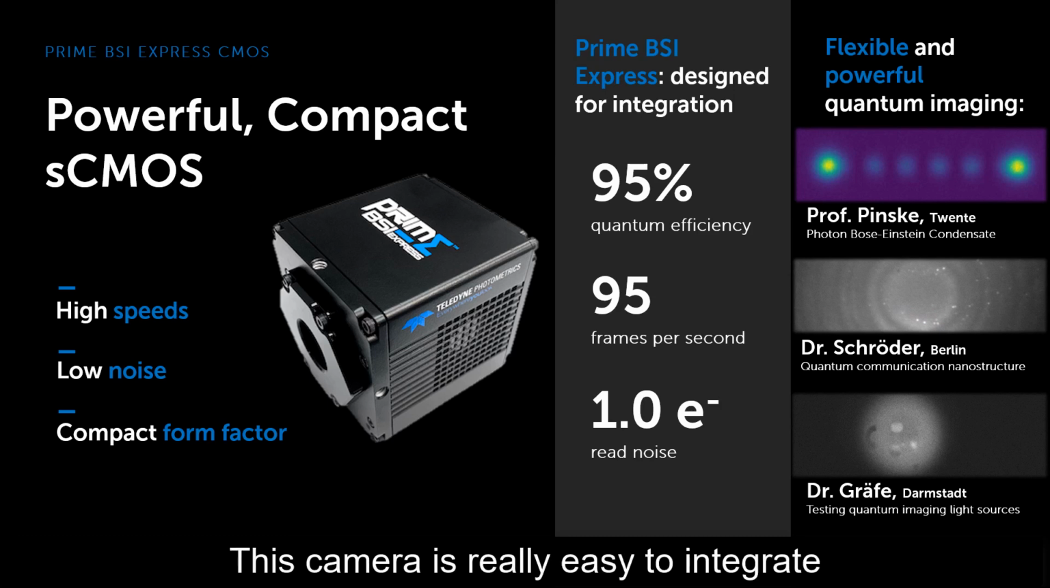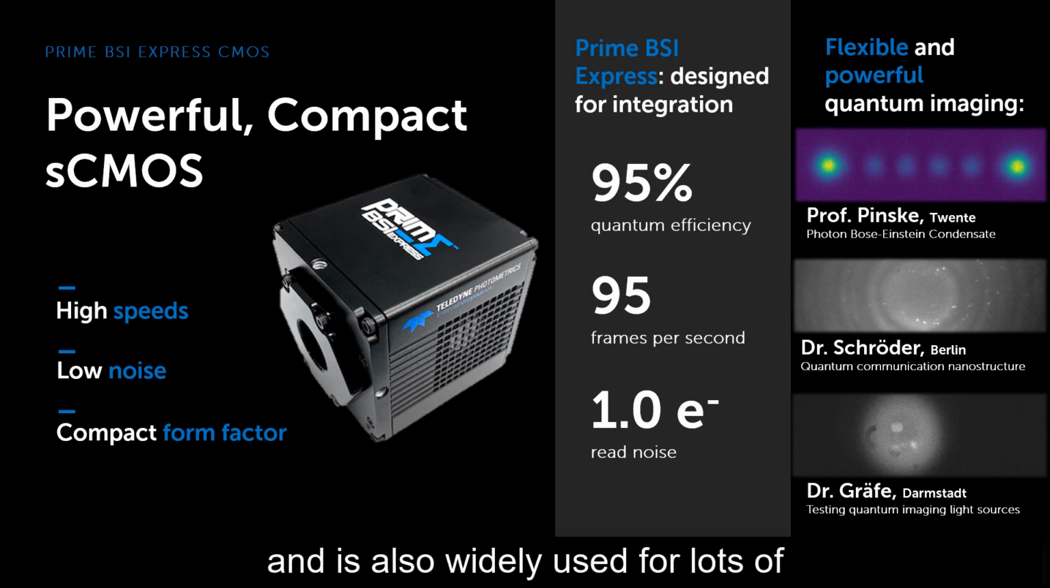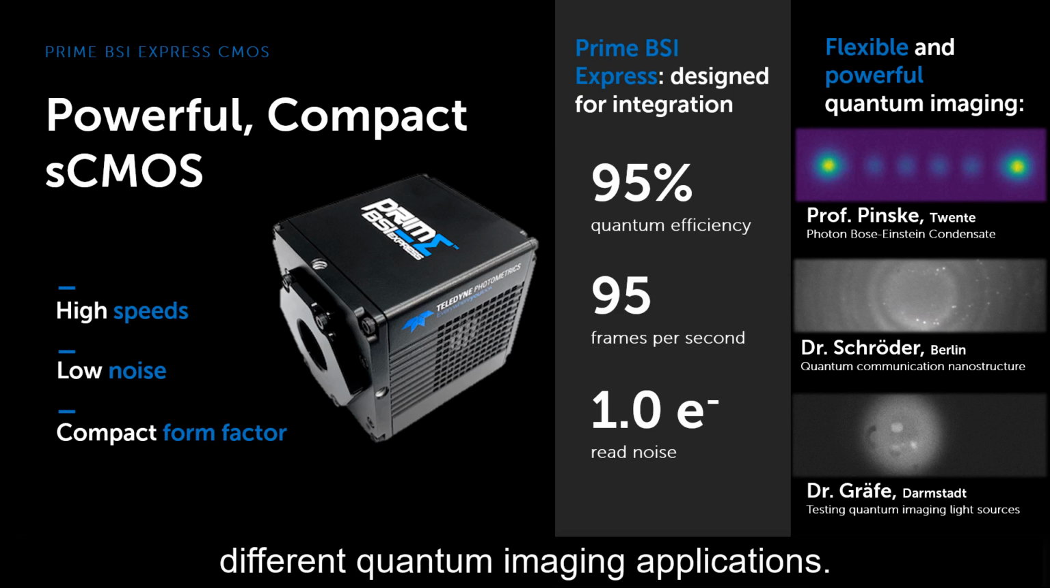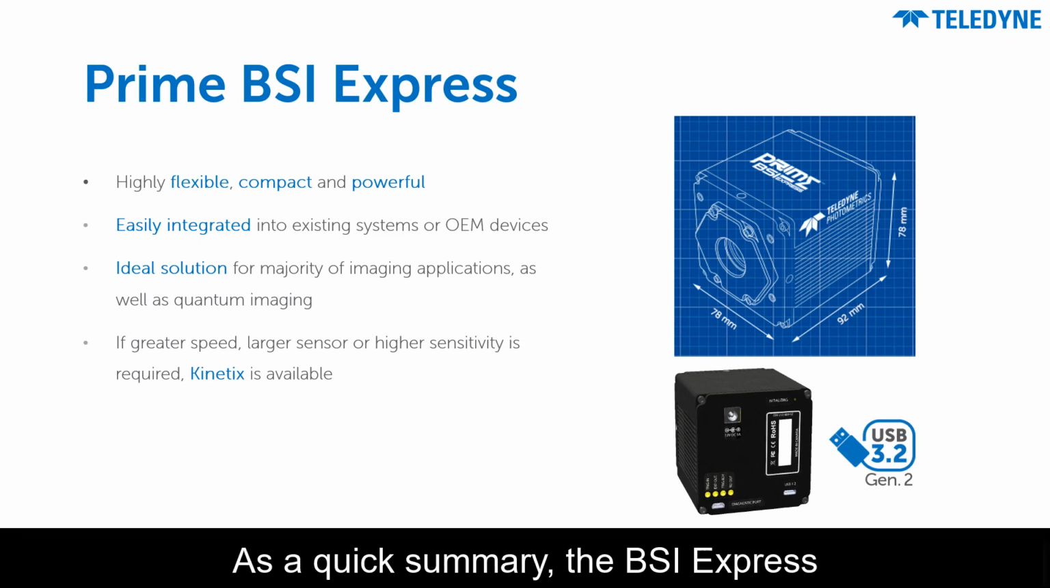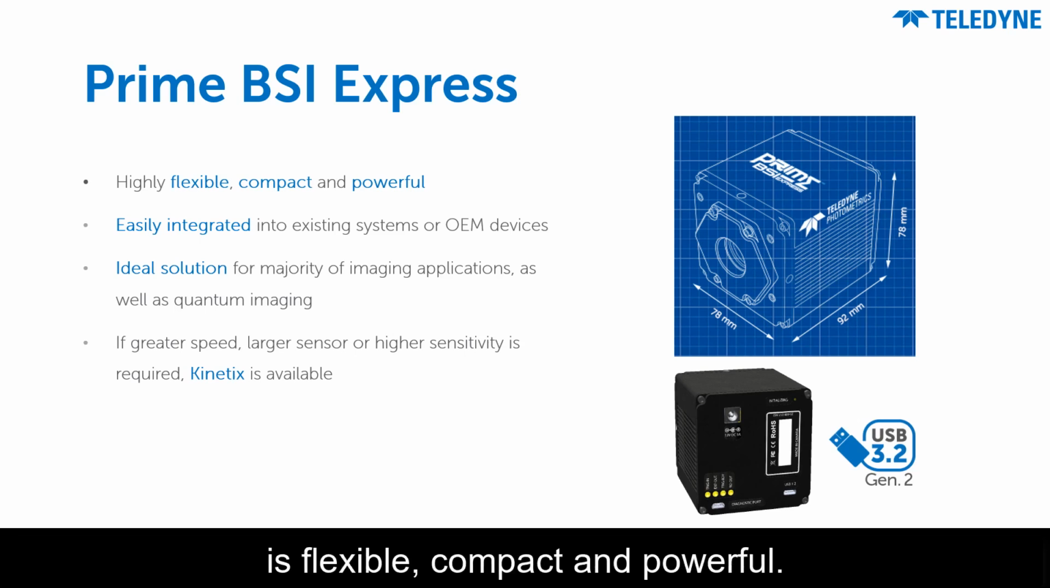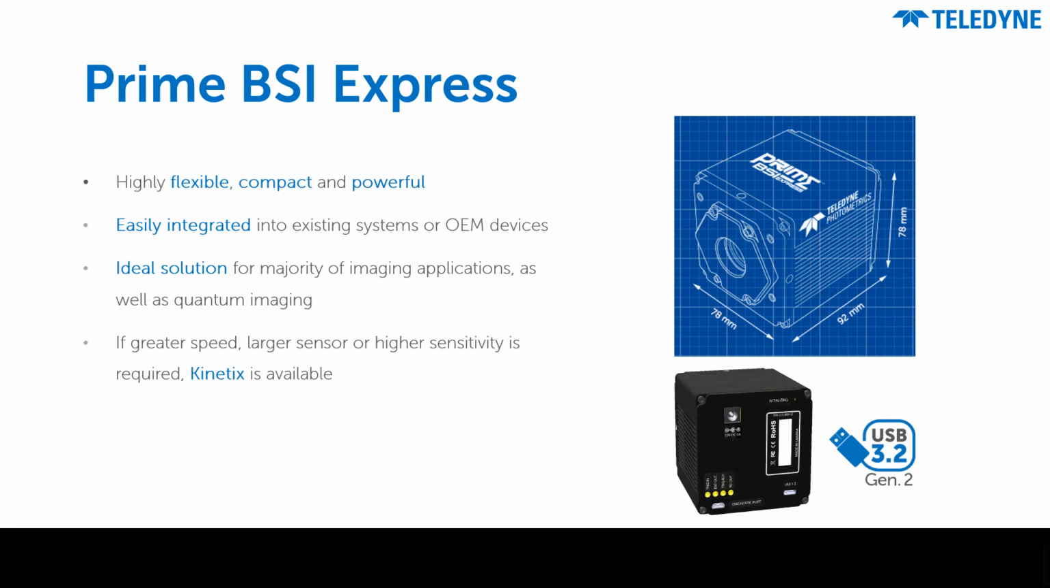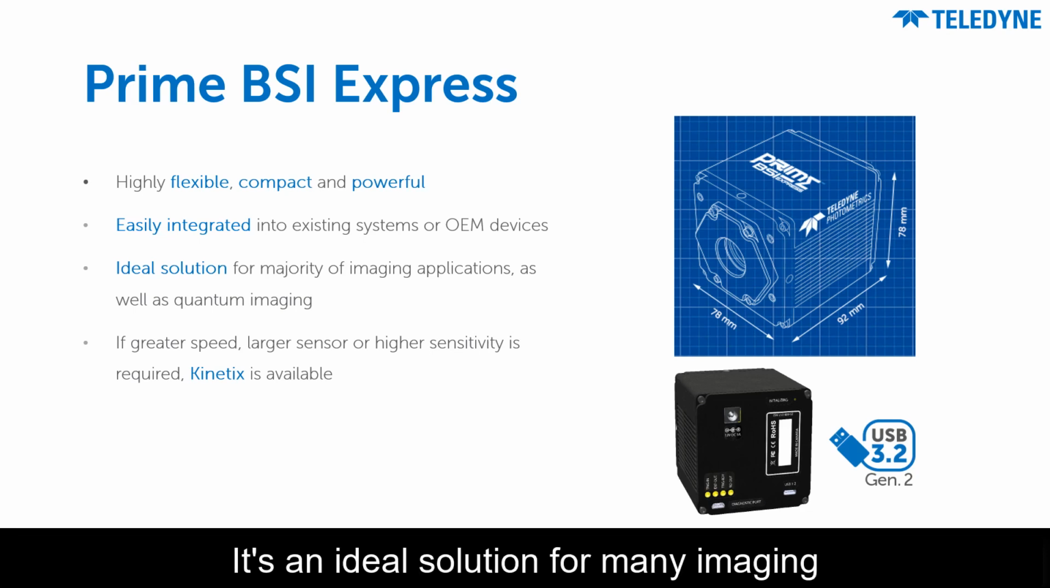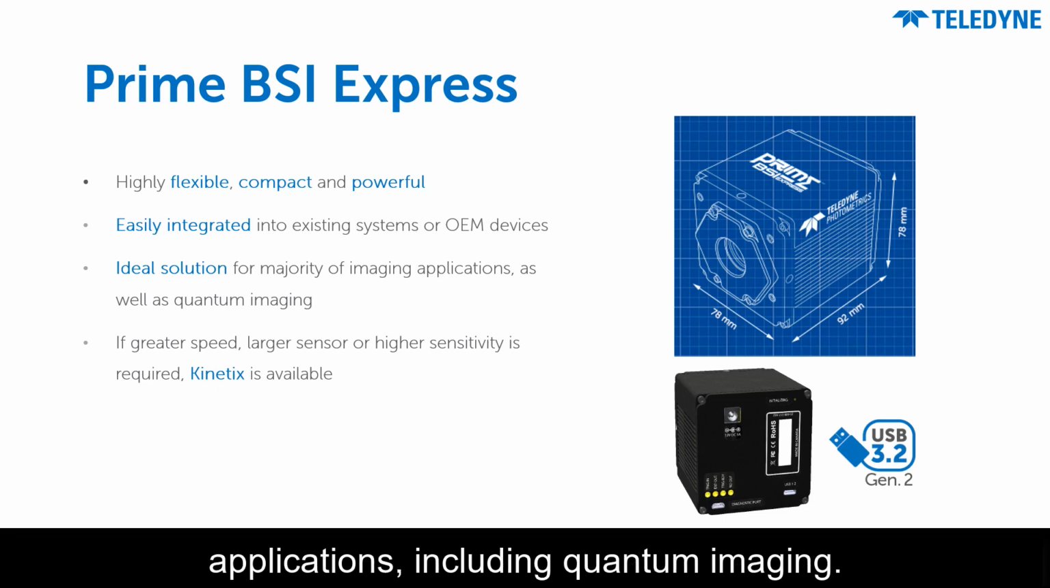This camera is really easy to integrate and is also widely used for lots of different quantum imaging applications. As a quick summary, the BSI Express is flexible, compact, and powerful. Its small size means that it's easily integrated into existing systems, and its USB for data means that it's also used in a lot of OEM devices. It's an ideal solution for many imaging applications, including quantum imaging.